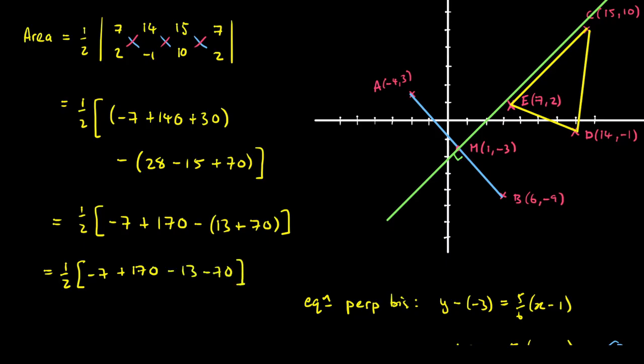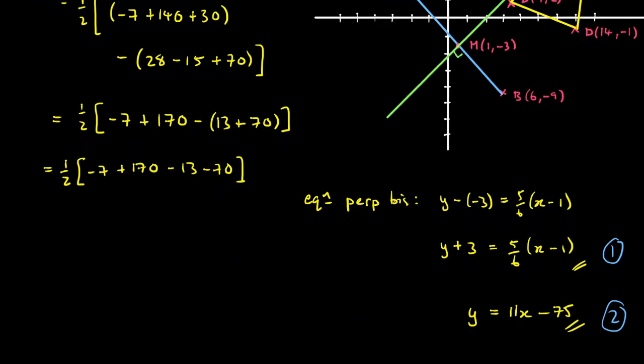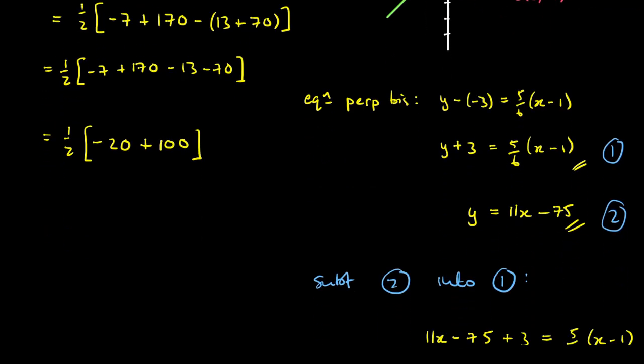Sorry that the working's getting a bit bunched up here. I do apologize for that. So half of negative 7 minus 13 is minus 20. 170 minus 70 is 100. So negative 20 plus 100 is 80, and 80 divided by 2 is 40. So I get that my answer there is 40.